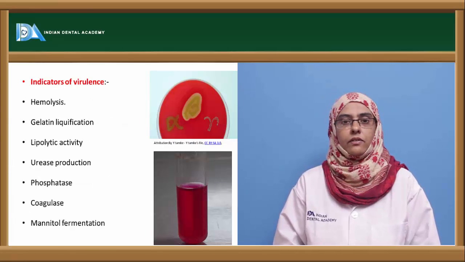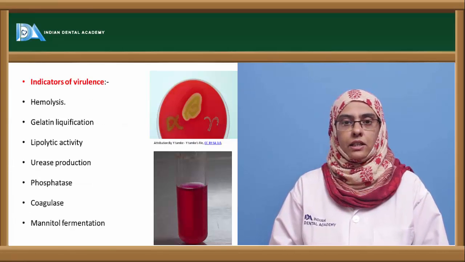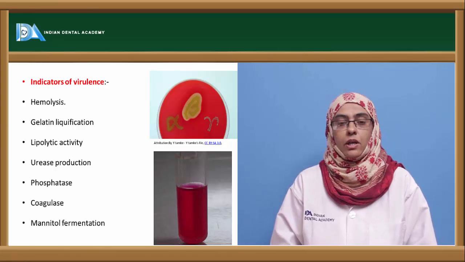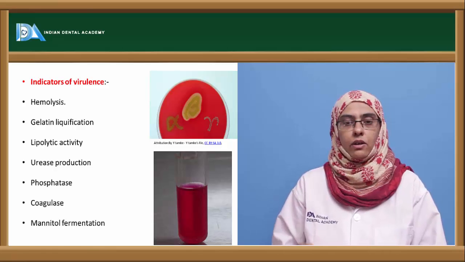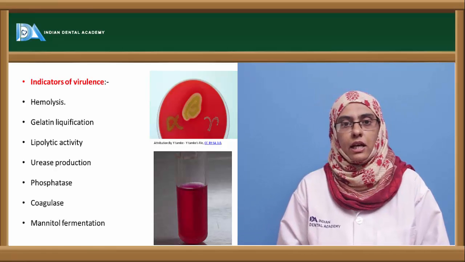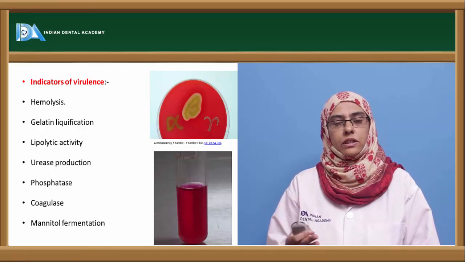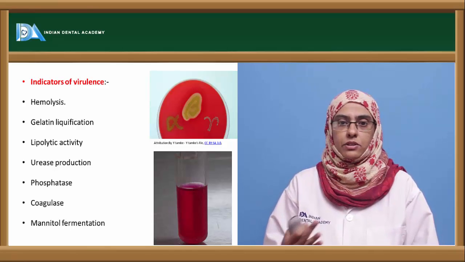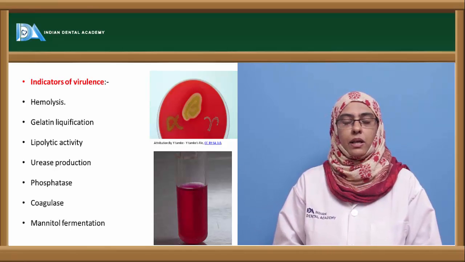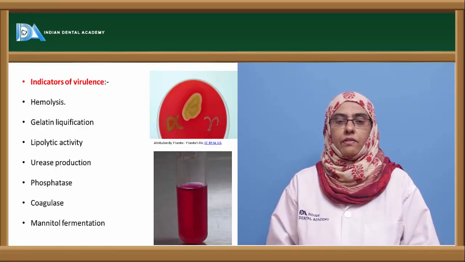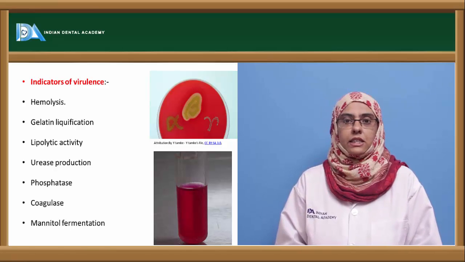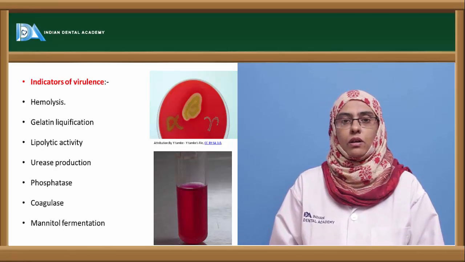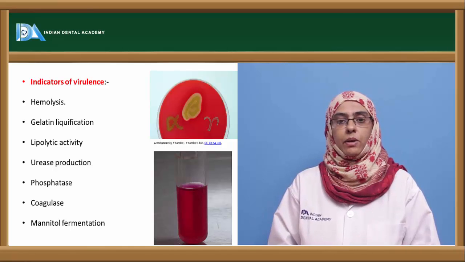Now there are different factors that are indicators of the virulence of this particular organism. First and foremost is hemolysis. When these organisms are grown on media containing sheep blood, they usually cause lysis. Based on the hemolytic pattern, you can identify the organism and its virulence characters. Next, they bring about gelatin liquefaction. They liquefy the gelatin. They are lipolytic in nature. They produce urease, they produce phosphatase, and the most important one is coagulase. And next, they ferment mannitol.